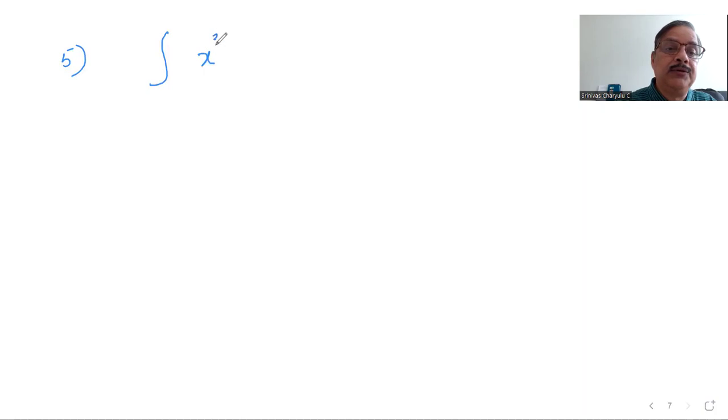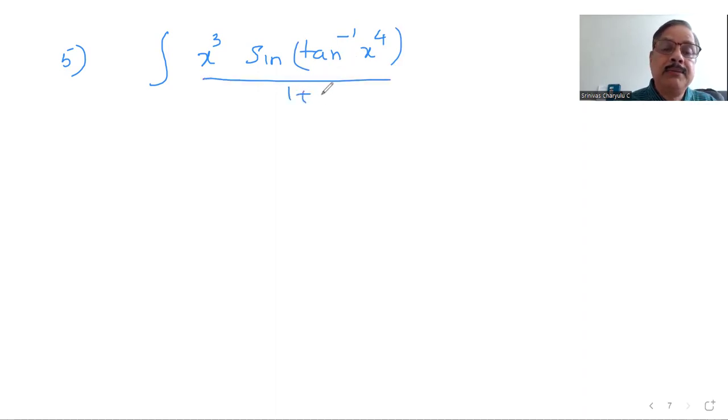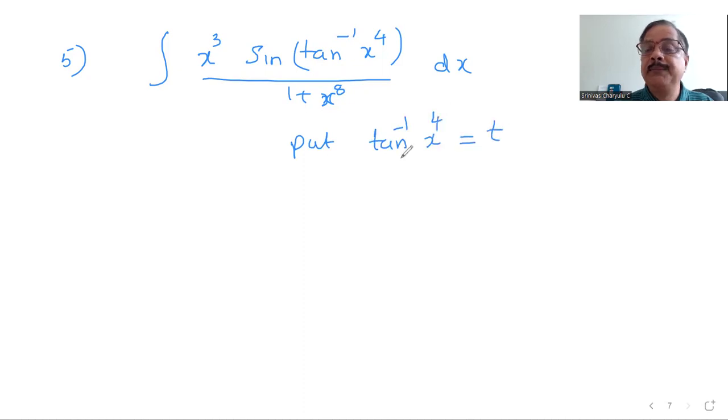Integral x cube sine of tan inverse x to the power of 4, all these sums from your NCERT, divided by 1 plus x to the power of 8 dx. Okay. So this sum, very, very important and useful sum for your examination. Put tan inverse x to the power of 4 is equal to t.